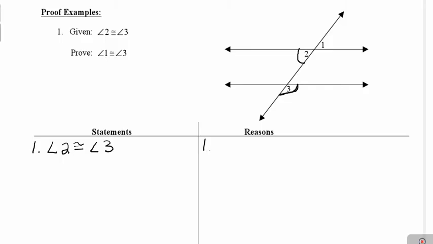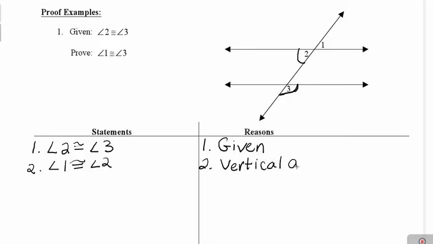is our only given. Now, we want to prove that angle 3 is congruent to angle 1. So we need to think of how we can get there. There is an in-between step. Looking at the diagram, we know that angles 1 and 2 are vertical angles. So we can conclude that angle 1 is congruent to angle 2 by our new theorem, which is vertical angles are congruent.